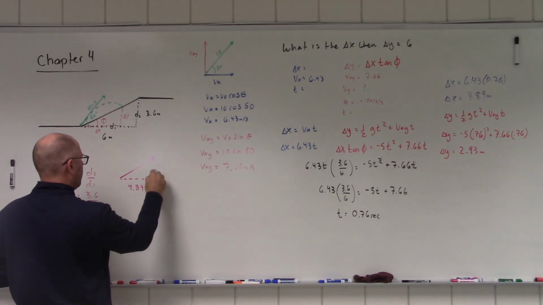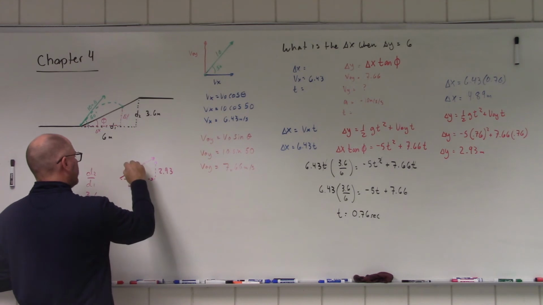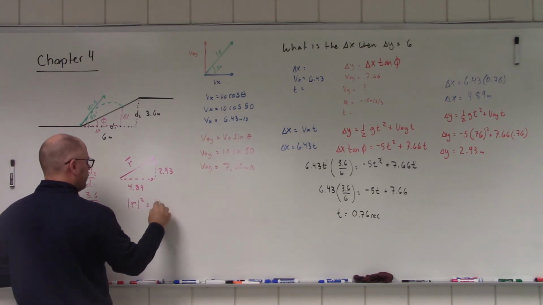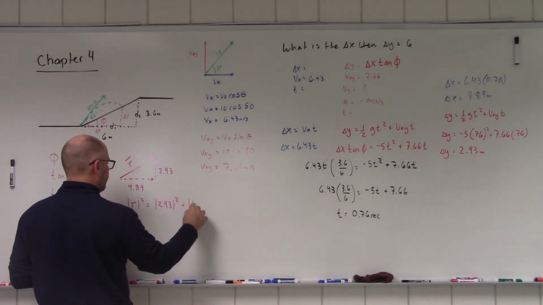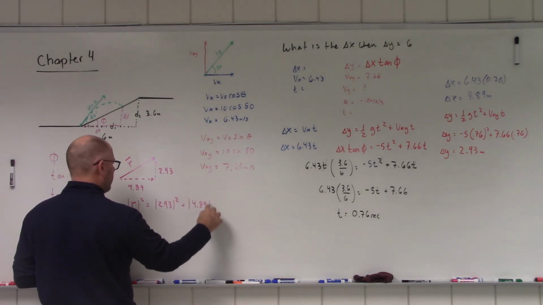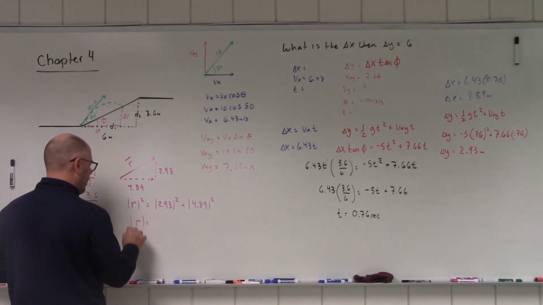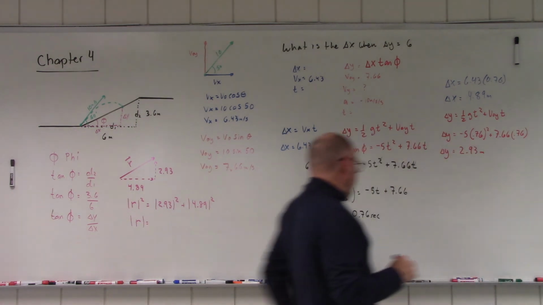4.89, 2.93. This is the displacement vector. We're going to call it R vector. So R vector squared is equal to 2.93 squared plus 4.89 squared. So the magnitude of R is equal to 5.7.